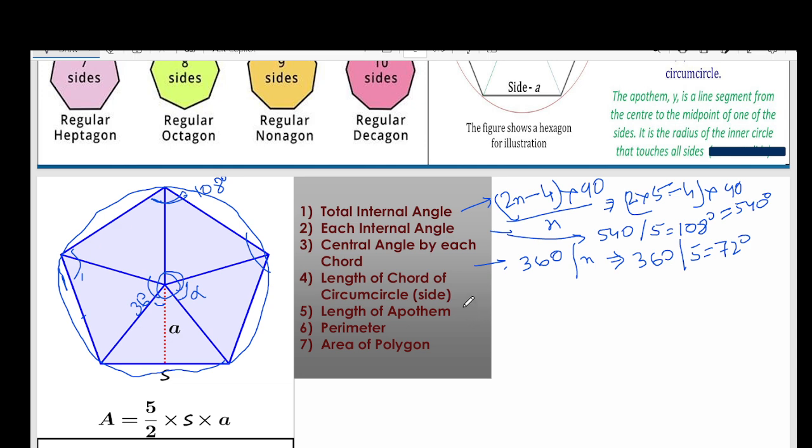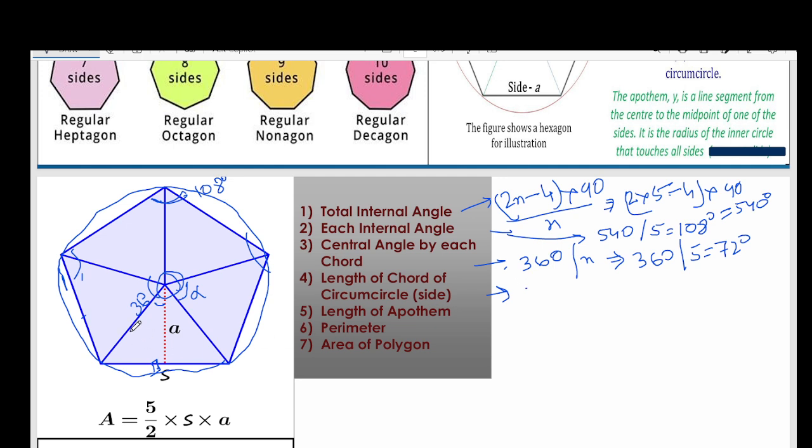Now the length of the chord. The length of the chord means this side. The side of the pentagon has become the chord here, a chord of this circumcircle. So how to calculate the chord from the circumcircle? Say here it is S.